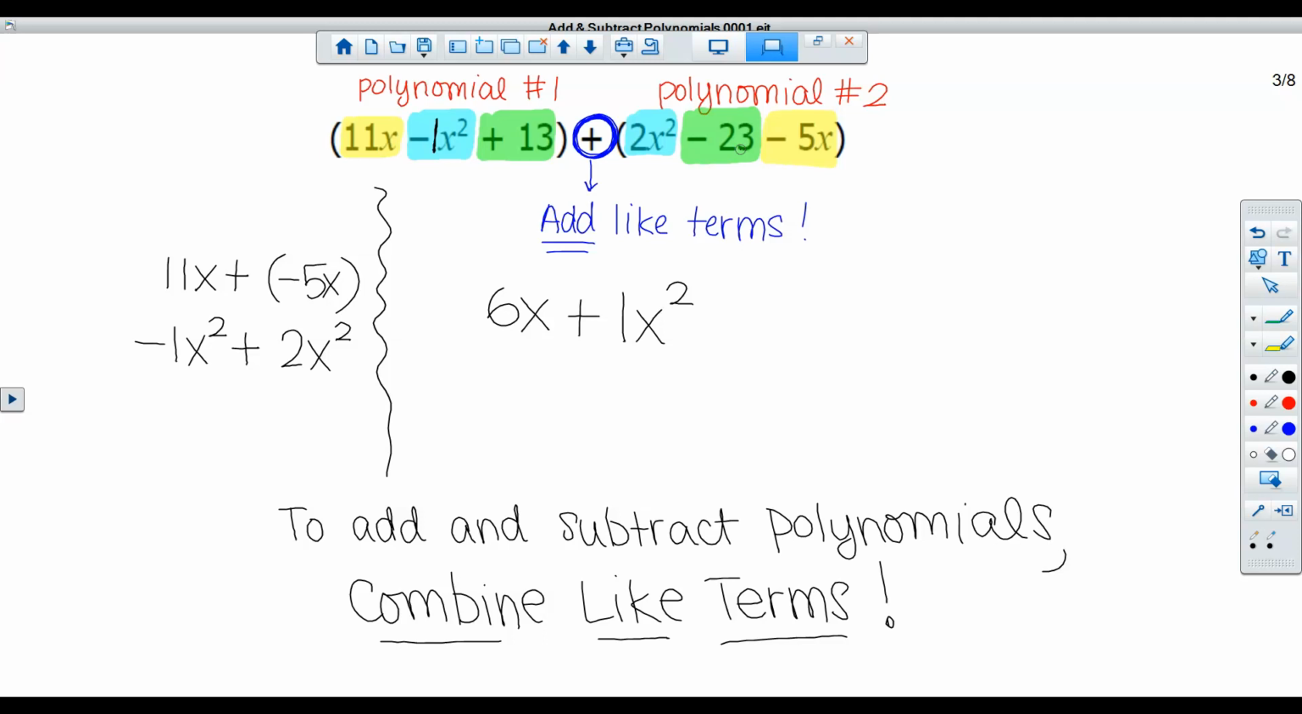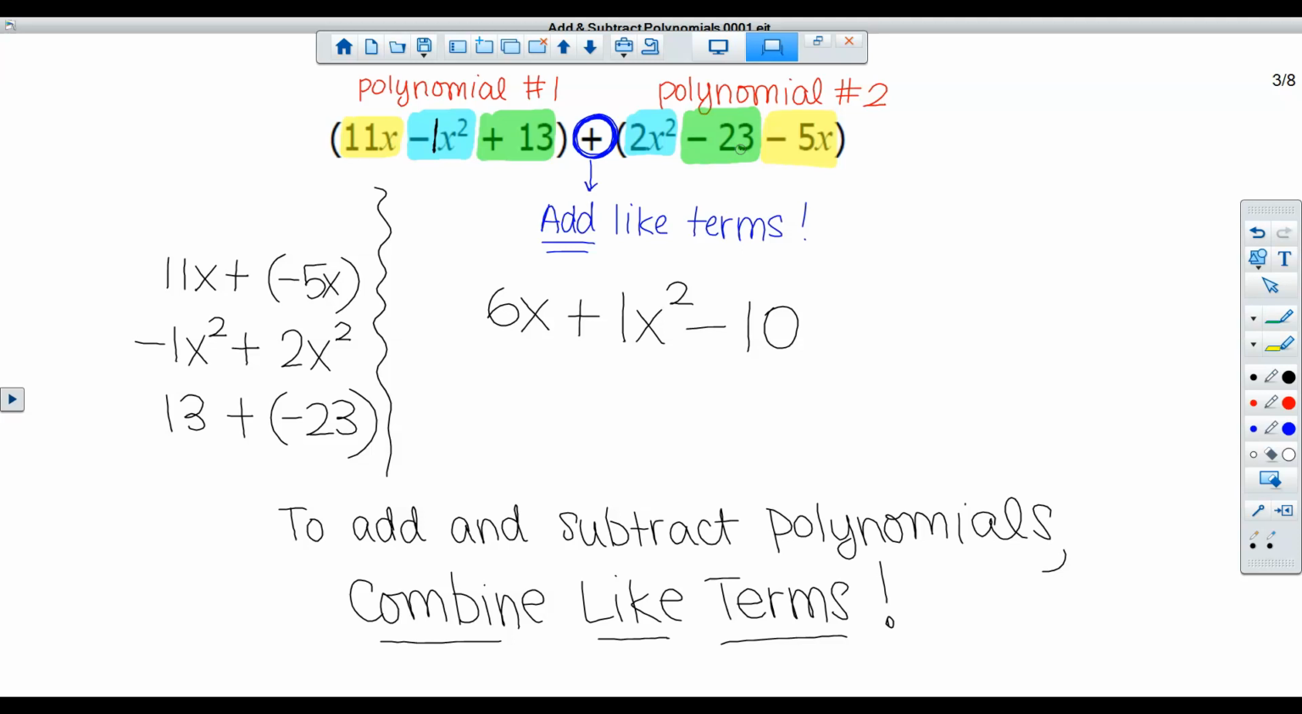Now I'm going to combine those two terms that I just highlighted in green. They are like terms, so I am going to add those like terms. So I'm about to do 13 plus negative 23. Now if you grab your calculator and type in 13 plus negative 23, you're going to get a negative 10. So I'm going to put a negative 10 over here in my answer. And I don't have a variable to attach to that because neither one of the terms that I combined had a variable with them.